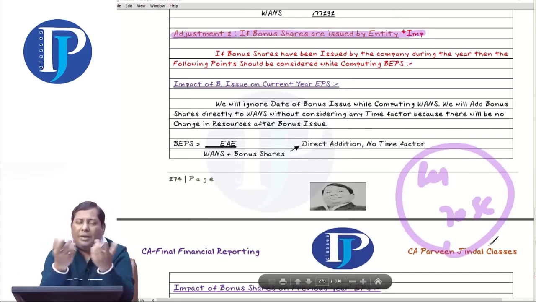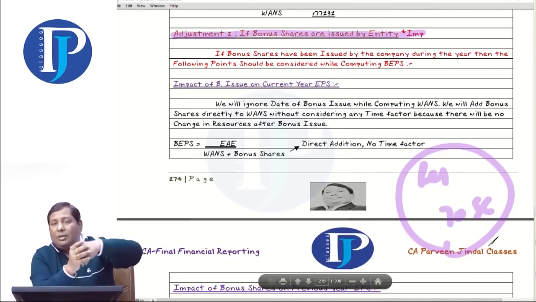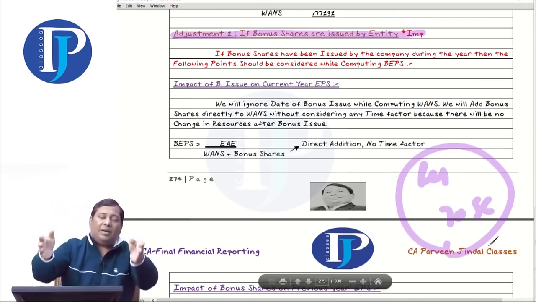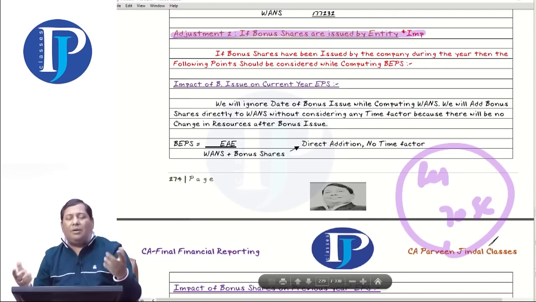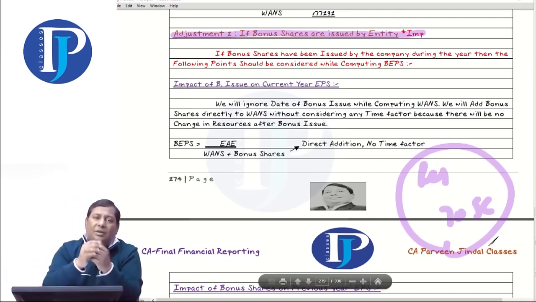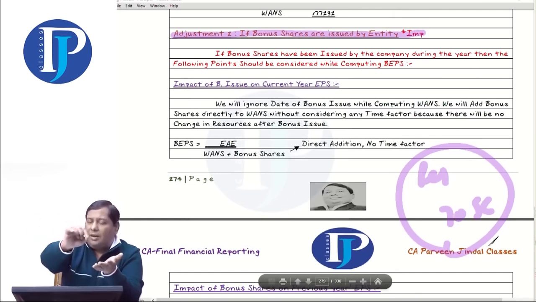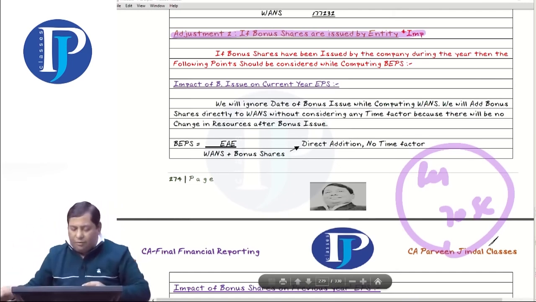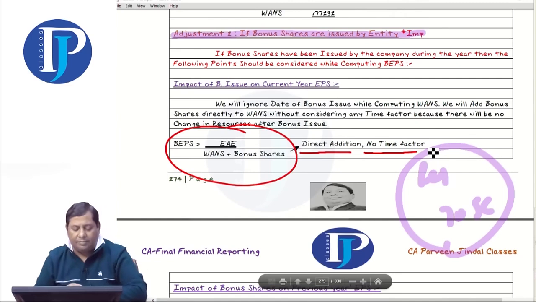Because it's a non-cash issue, neither money came in nor are earnings supported, so why weight it? If you issue shares for cash, then money comes in, which also supports your earnings. The company will do new things like build a factory, bring new products because of the increased investment level. But in bonus shares, neither money nor investment came, and there was no contribution to earnings. Weighted average for what? So don't apply the time factor. Earnings available for equity shareholders divided by WANS plus bonus shares without time factor. This is the formula. Direct addition, no time factor.